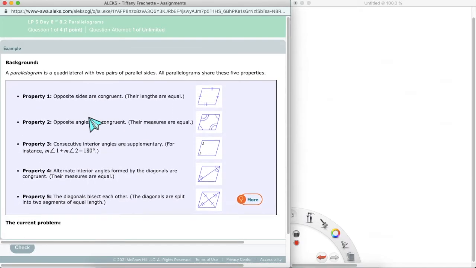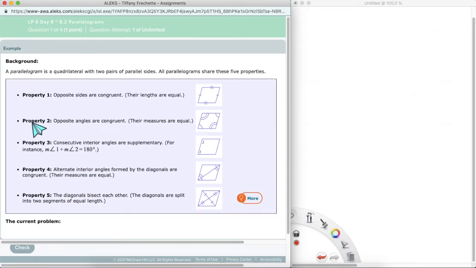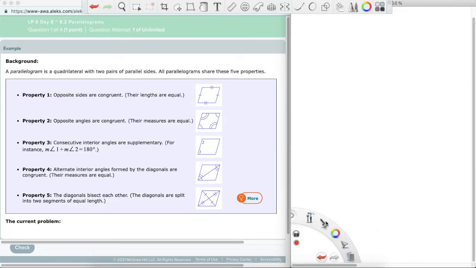These 5 properties are very important for this type of problem. So when we have a parallelogram, there's 5 properties that we need to take into account. Number 1, opposite sides are congruent. So left to right, top to bottom, and I have 1 marked to 1, 2 to 2.